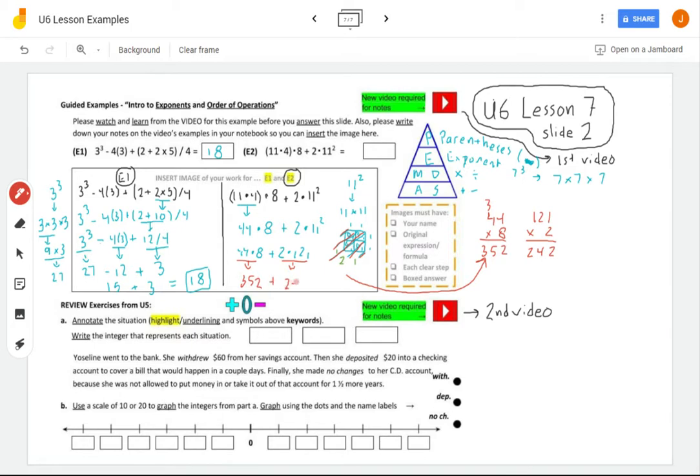Plus 242. Once again, I have multiple digit numbers, which means there might be regrouping. In this case, there's not, but I should always show my calculation. So then I'm going to add 352 plus 242. That's 594.